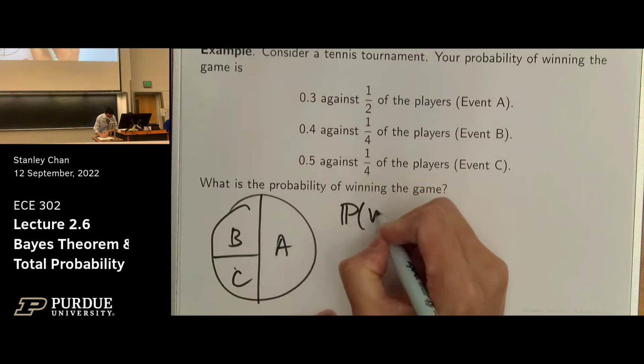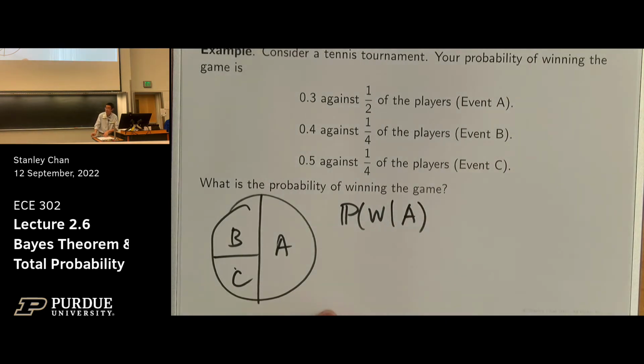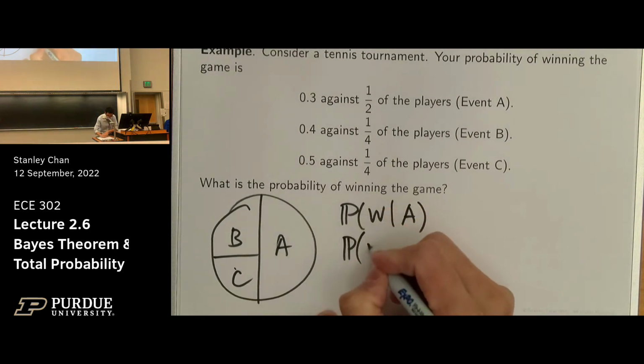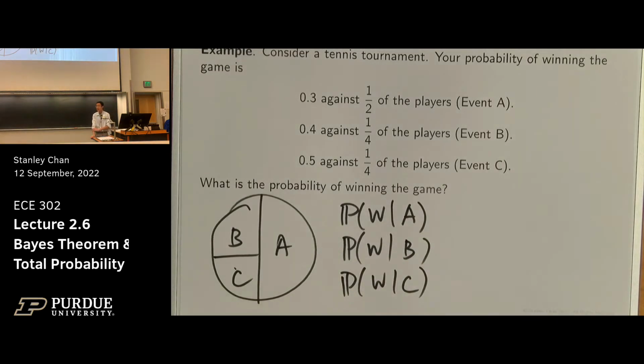Let's call them: probability of a win given that you play with A, probability of a win given that you play with B, and probability of a win given that you play with C. There are three conditional probabilities. And these conditional probabilities are already given to you according to the problem. What are they?